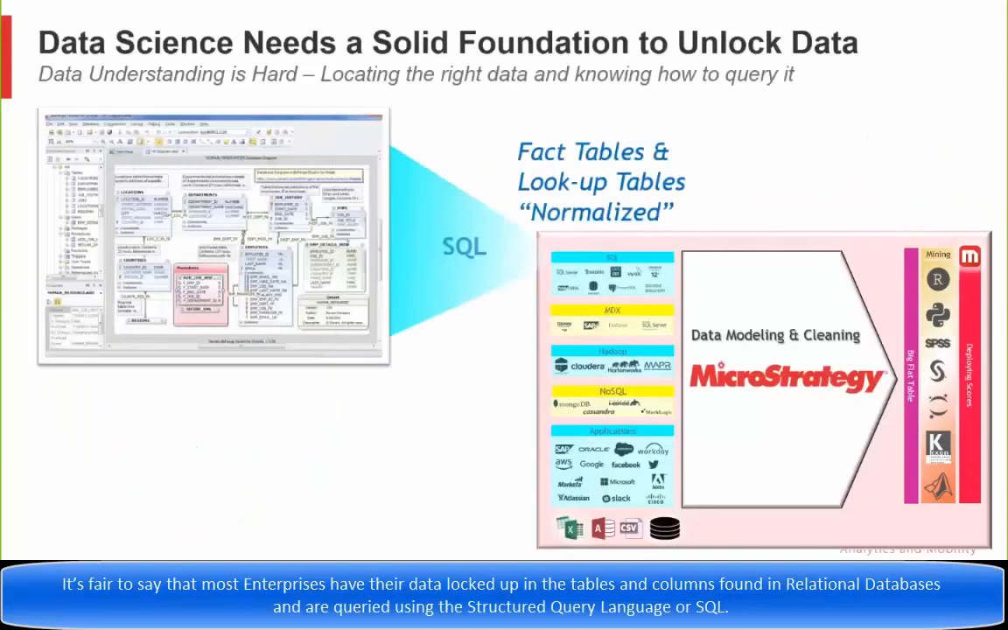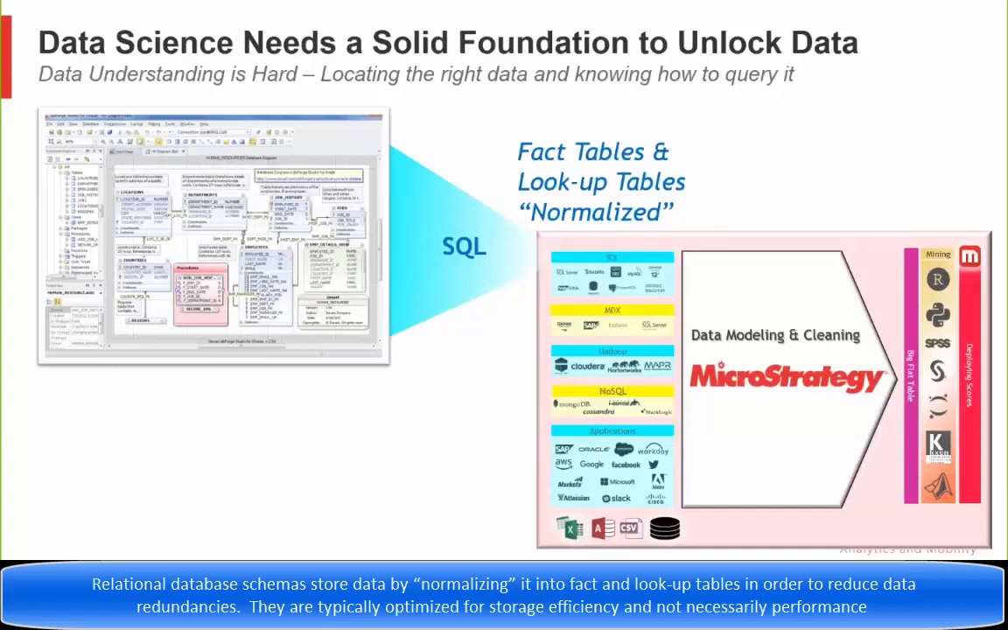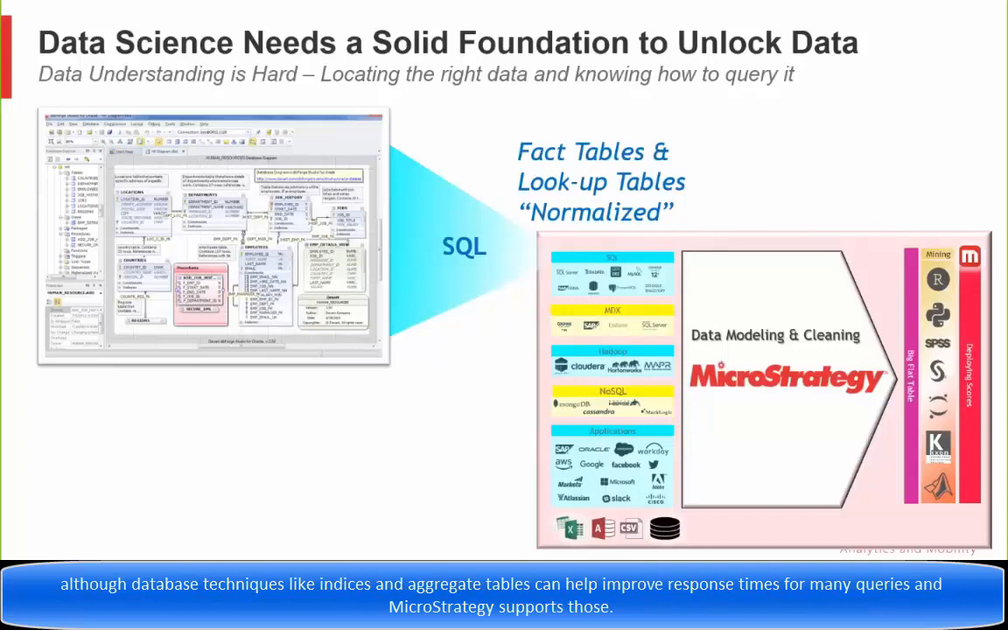Data science needs a solid foundation to unlock data, and it's fair to say that most enterprises have their data locked up in tables and columns found in relational databases that are queried using the structured query language or SQL. Relational databases store data by normalizing it into fact and lookup tables in order to reduce data redundancies. Because of that, they're typically optimized for storage efficiency and not necessarily performance, although database techniques like indices and aggregate tables can improve response time for many queries, and MicroStrategy supports those.